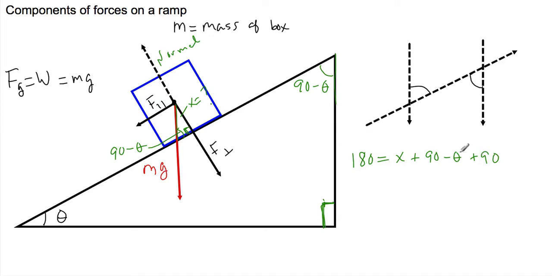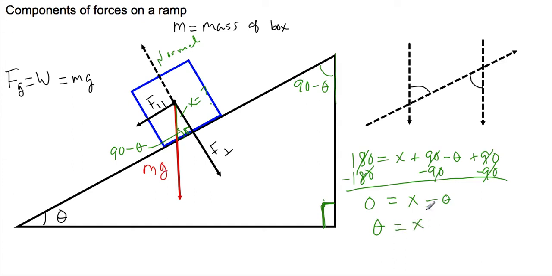So this is just simple algebra. I can subtract 90 from here, which is really like subtracting 180 over here, because 90 plus 90 is 180. Basically cancel that off, I end up at 0 is equal to x minus theta, which then, okay, I want to move that to the other side. Theta is just simply equal to x. Now that is very valuable.